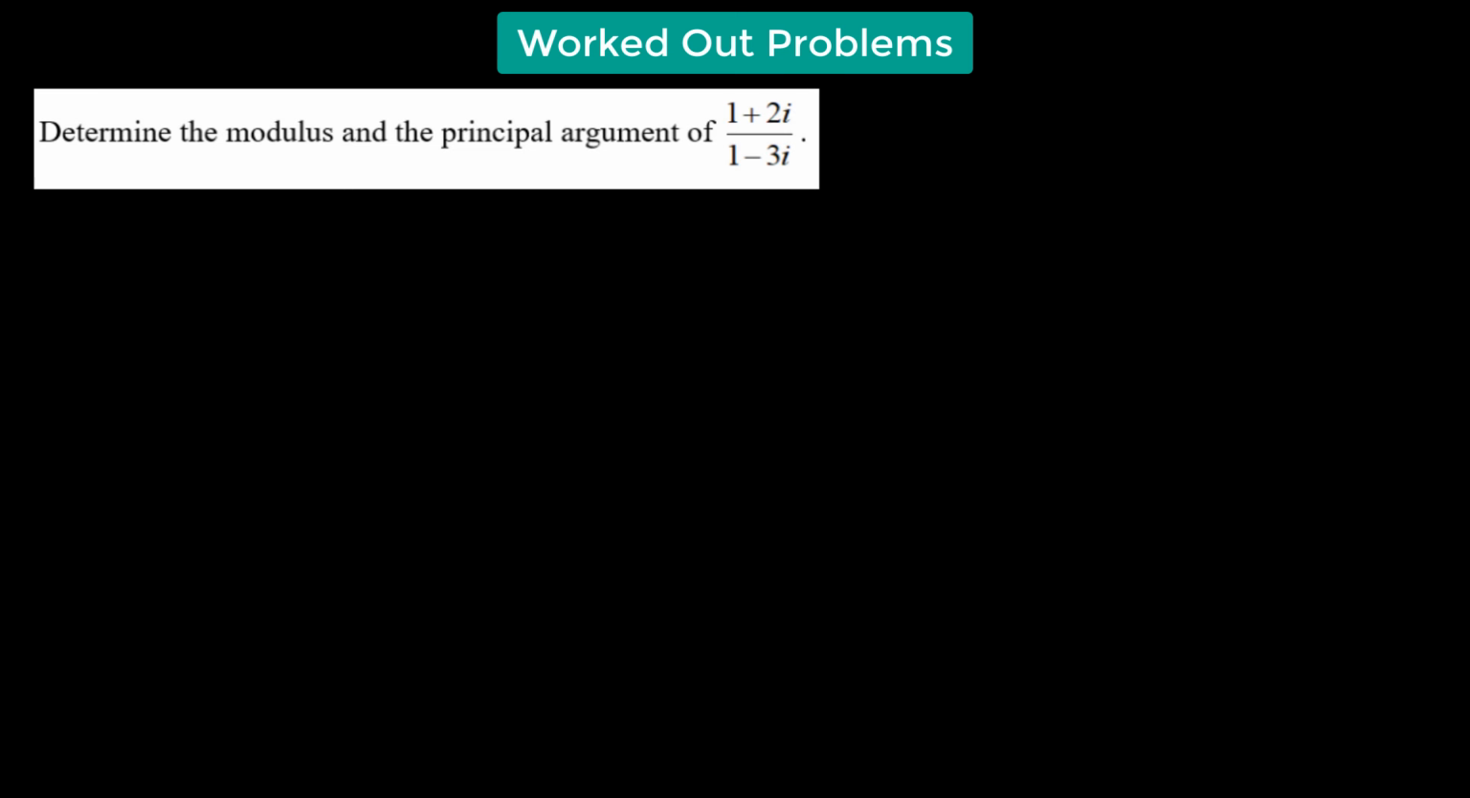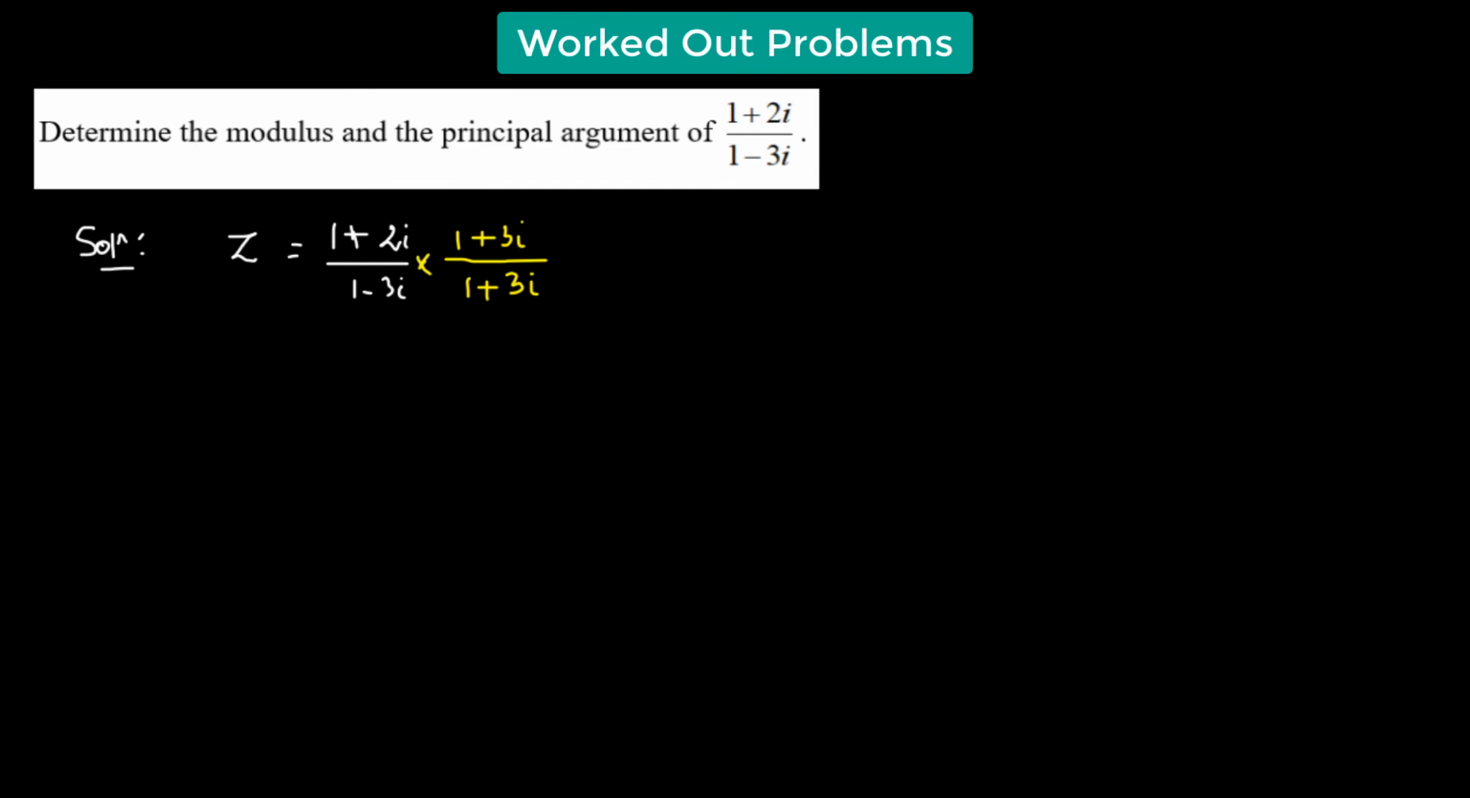So in this particular question, we have a complex number z given by (1 + 2i) divided by (1 - 3i). So let us first convert it into our standard form. We take the conjugate of the denominator, which is 1 + 3i, and multiply it to the denominator as well as the numerator.